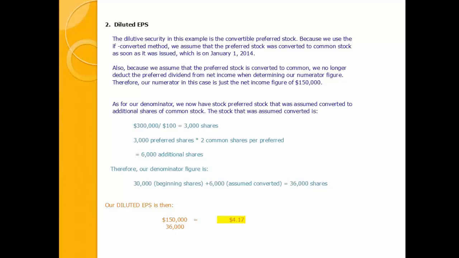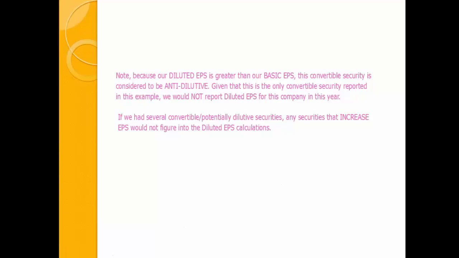So we have $150,000, and the conversion rate is 2 common shares per preferred share. There are 3,000 preferred shares, therefore the additional shares are 6,000, and what we have is 36,000 as our denominator. Because diluted earnings per share is greater than our basic earnings per share, the convertible security is considered to be anti-dilutive. Given that this is the only convertible security reported in this example, we would not report diluted earnings per share for this company.